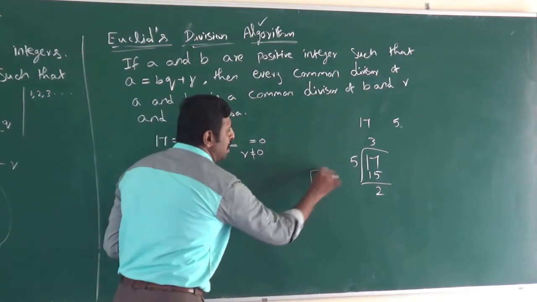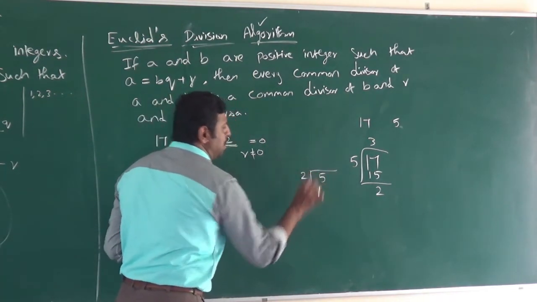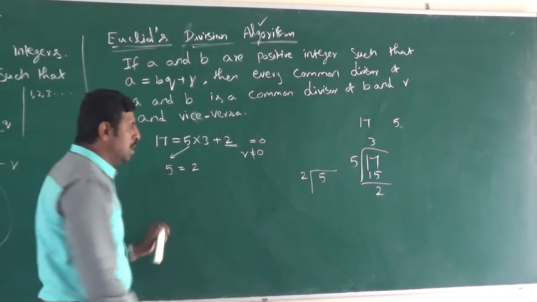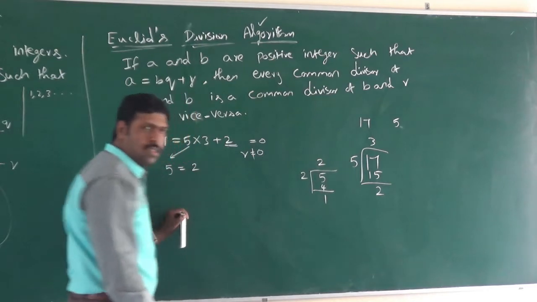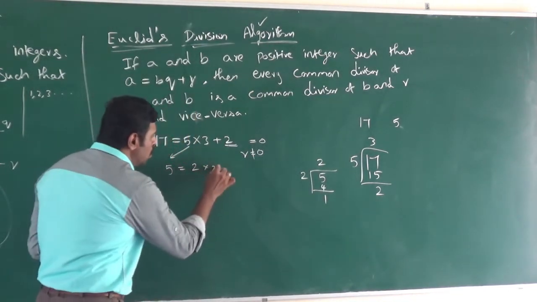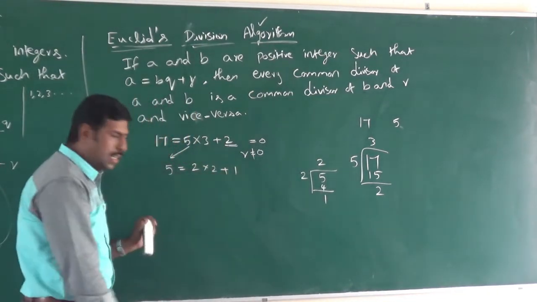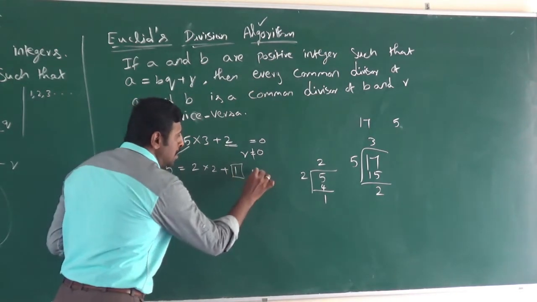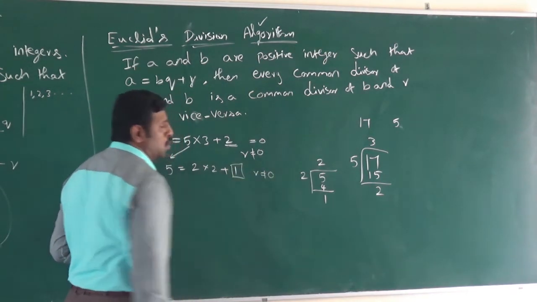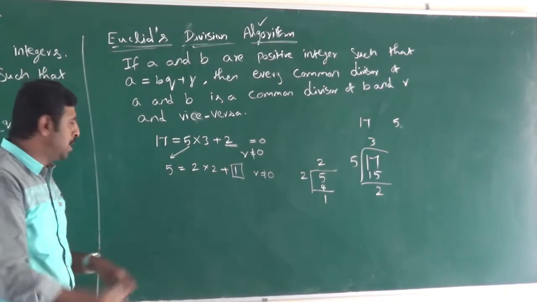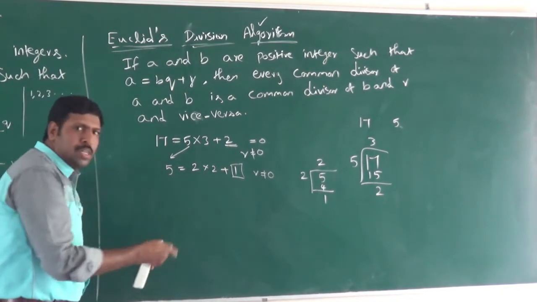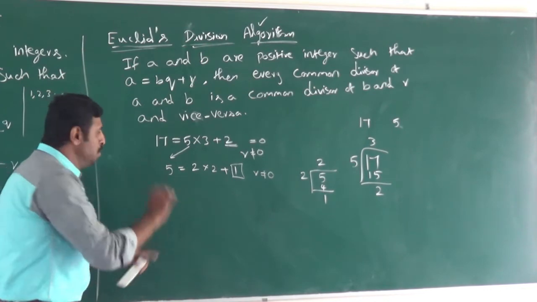Now we have to divide the term. 5 is divided by 2. We get 2 2s are 4. Remainder is 1. So 2 into 2 plus 1. Here again the remainder is not equal to 0. We are going to the next step, right? Up to how many steps we have to do? The remainders become 0, right?